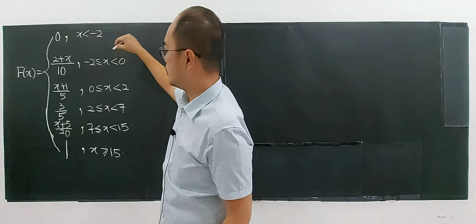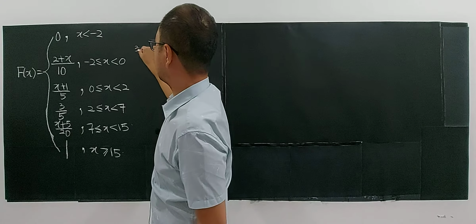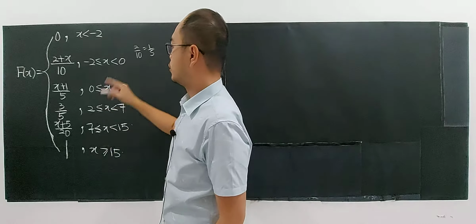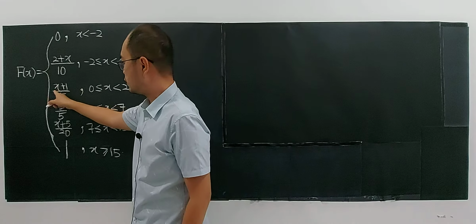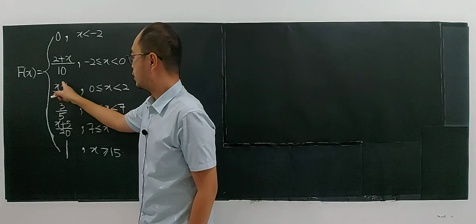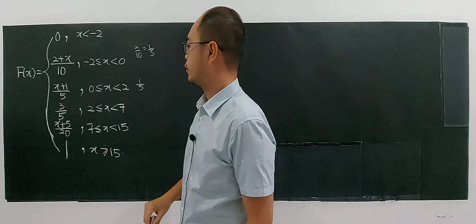It's the same thing when you substitute 0 here. You have to listen to this. You substitute 0 here, 2 over 10, so you are getting 1 over 5. If you substitute the 0 into this other function here, you are still getting the same value, 1 over 5.